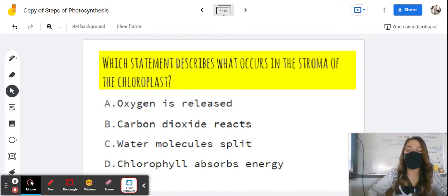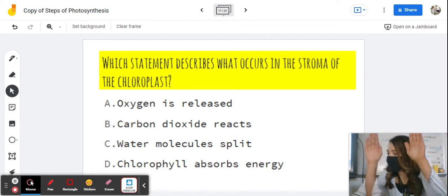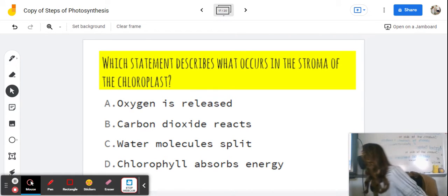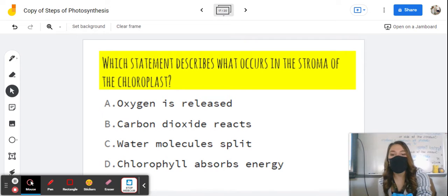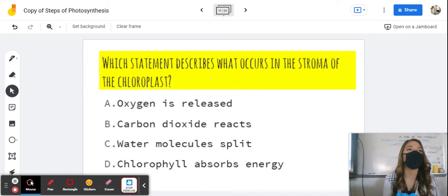It is time for Keystone question. Everybody, look at this question. If you don't want to answer, don't. But I need you to pick one in your mind. Which statement describes what occurs in the stroma of the chloroplast? Oxygen is released, carbon dioxide reacts, water molecules split, or chlorophyll absorbs energy. Take a second. Pick one.